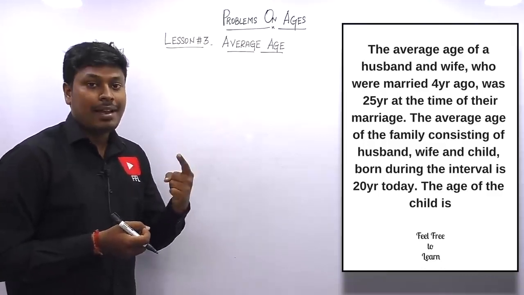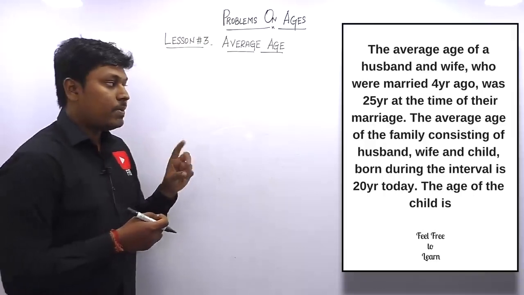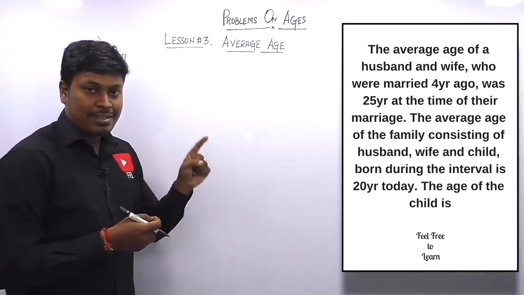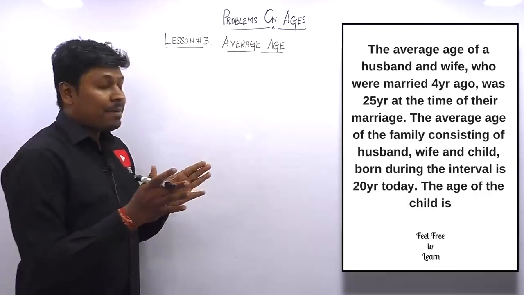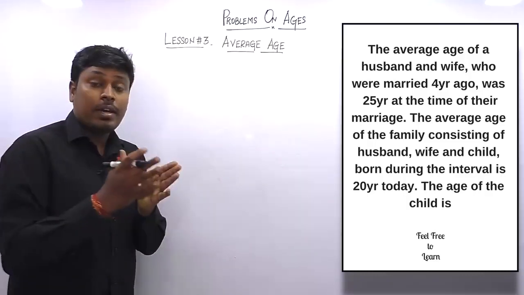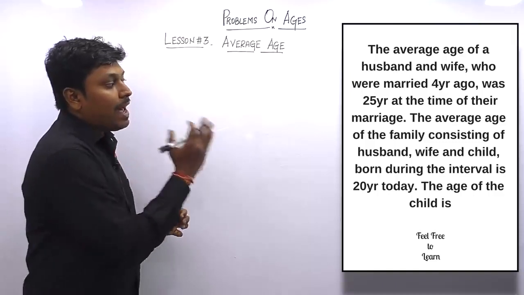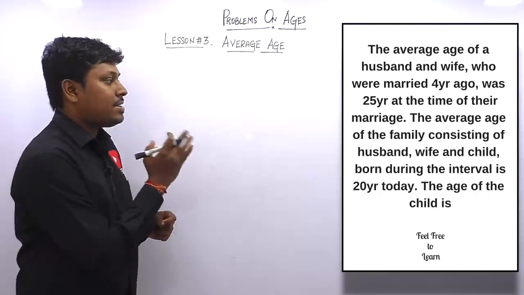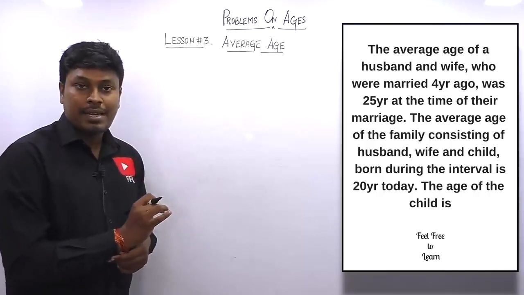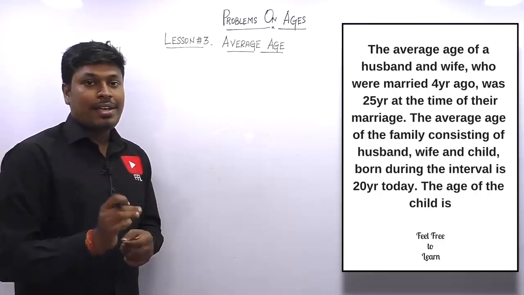At the time of marriage, that is 4 years ago, they are talking about the past, where the average age of husband and wife is given, that is 25 years. So in the time interval of 4 years, now they are talking about the present. Now the average age of father, mother and a child is 20 years. So by using this data, our target is to find the age of the child.